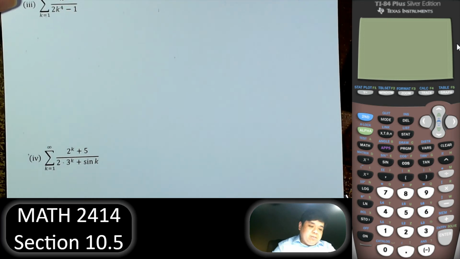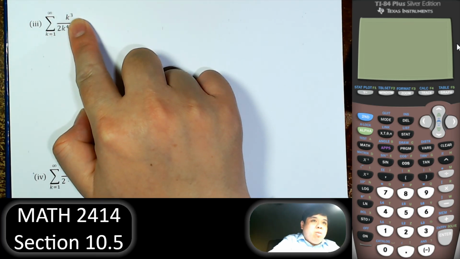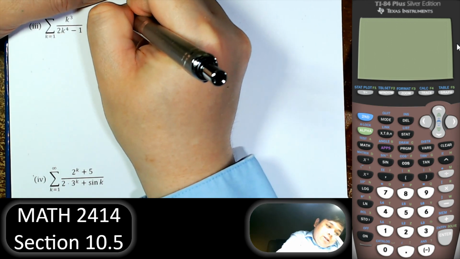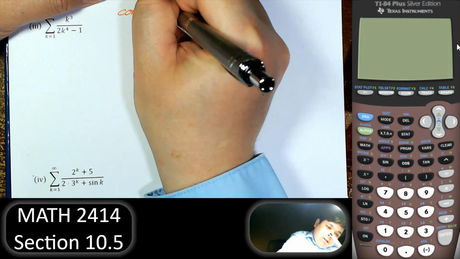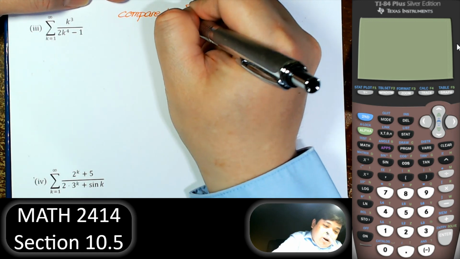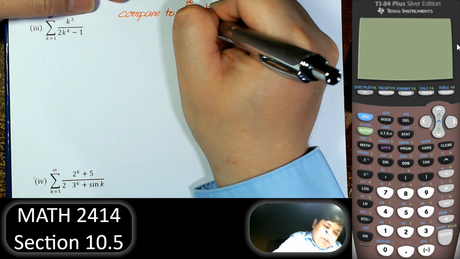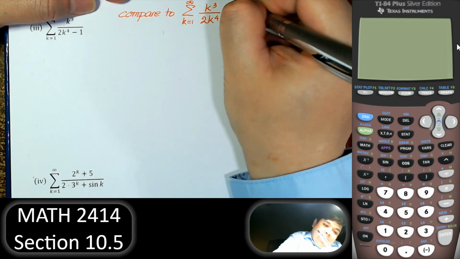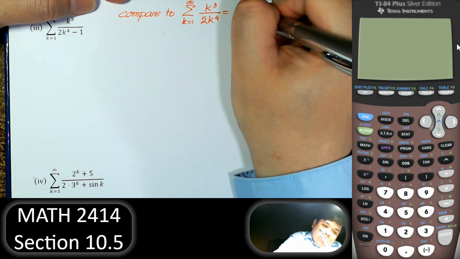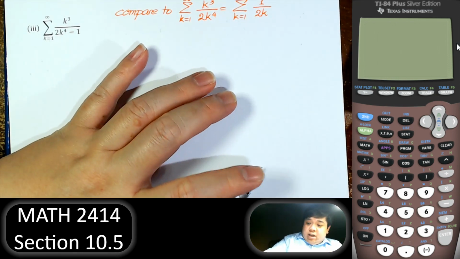Right, this one. Now if it is a polynomial like this, it will be very easy. Highest power on the top, highest power on the bottom, compare to that. So certainly we can compare to where we just take the highest power on the top, highest power on the bottom. And simplify. We did plenty of this, right? 1 over 2k. And of course we can take the 2 outside.